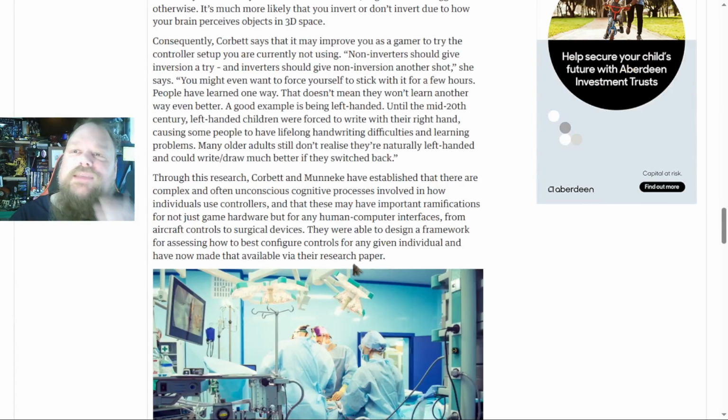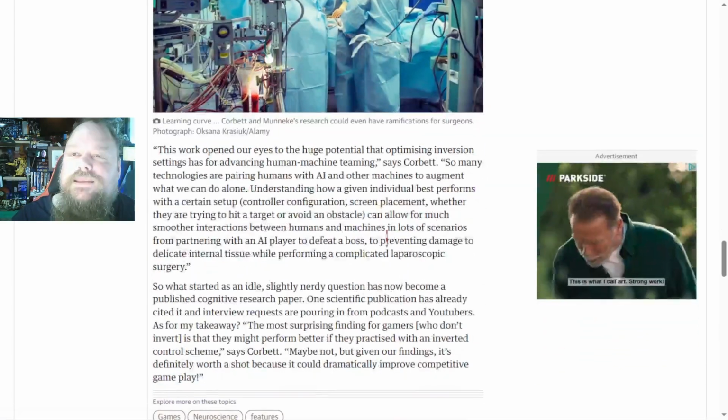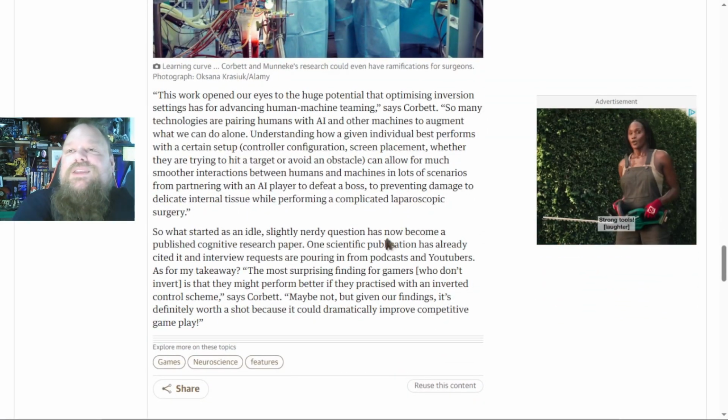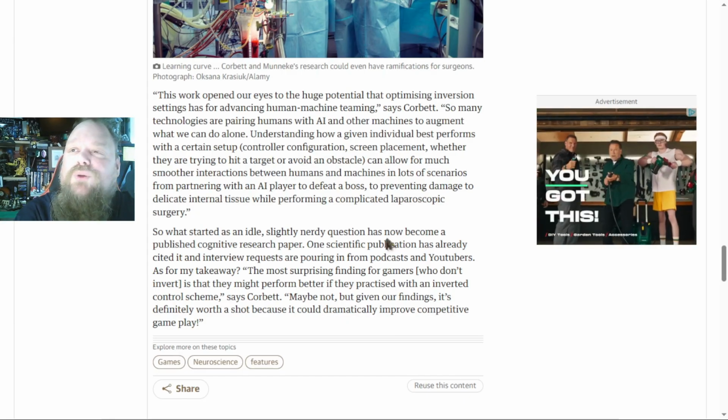Through this research, Corbett and Munich have established that there are complex and often unconscious cognitive processes involved in how individuals use controllers, and that these may have important ramifications not just for game hardware, but for any human-computer interfaces. From aircraft controls to surgical devices, they were able to design a framework for assessing how to best configure controls for any given individual, and have now made that available via their research paper. This work opened our eyes to the huge potential that optimizing inversion settings has for advanced human-machine teaming, says Corbett.